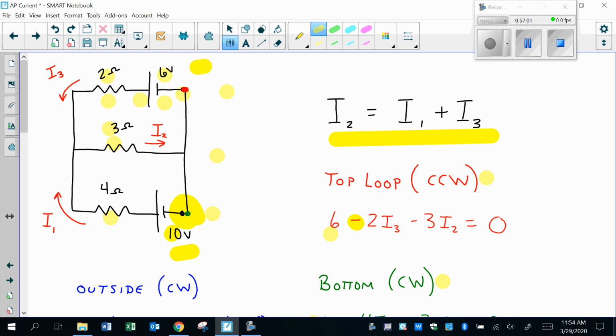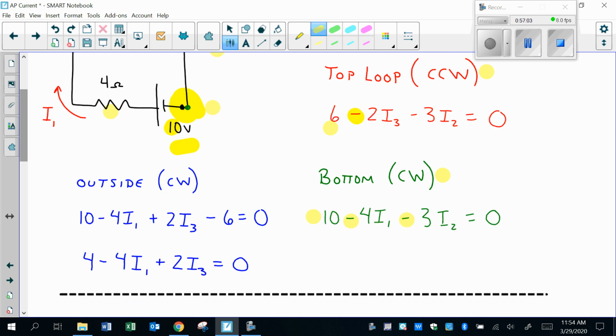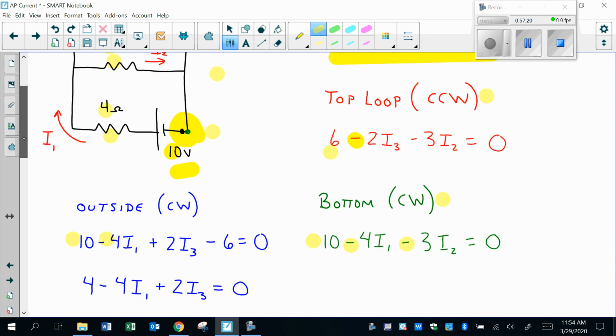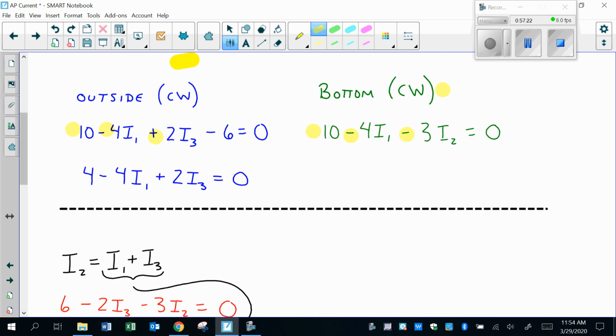So I go from low to high through my battery. There's a positive 10. I go with current I1, so it's going to be a negative 4I1. Continue on up. The next thing I get to is this 2 right here, and I'm going against the current. I think the current's going left. Well, when I'm going through and analyzing, I'm going to the right, which means I'm going uphill, upstream. I get a positive 2 times I3.